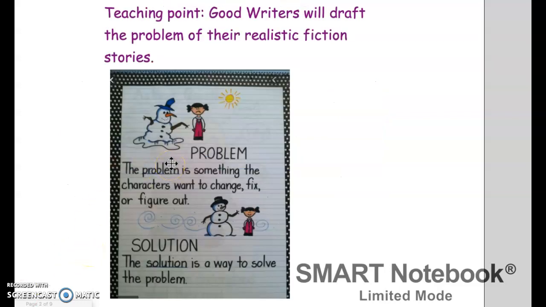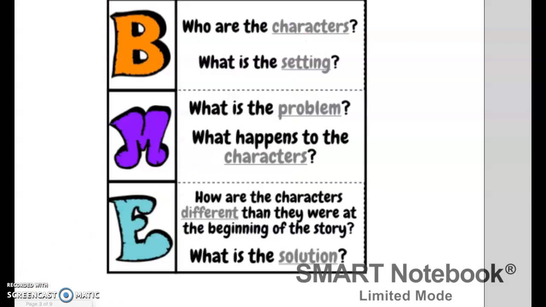Good writers will draft the problem of their realistic fiction stories. So here in this chart, we see a little girl and she looks very sad because her snowman is melting because of this hot sun. So that's her problem. She wants to change it, fix it, or figure it out. Okay, so she wants to get to her solution. She's upset. When you have a problem, you're never happy about it. Okay, so we know something goes wrong in the story.